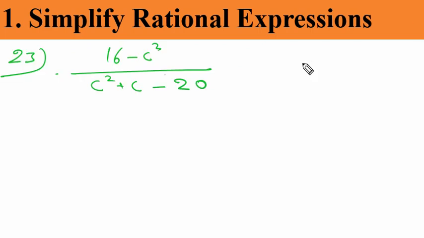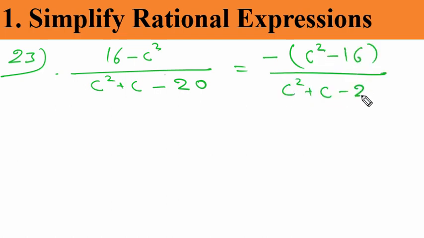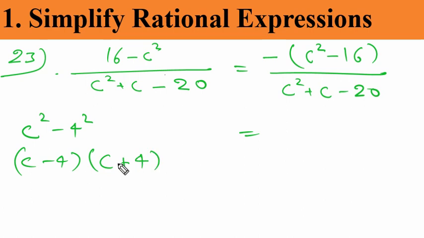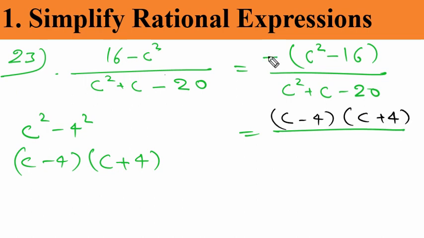Okay, last question of this video. In this one, again negative outside, write it as c squared minus 16 over c squared plus c minus 20. That is nothing but c squared minus 4 squared, right? So c minus 4 over, c minus 4 multiplied by c plus 4. So just place the values. Am I missing anything? Don't forget this negative sign.